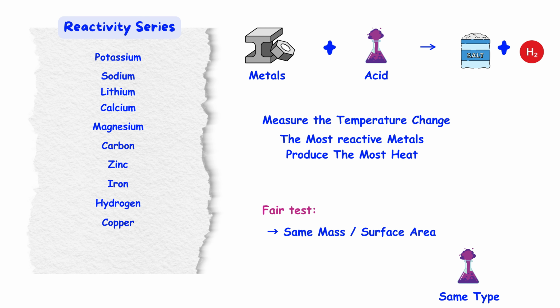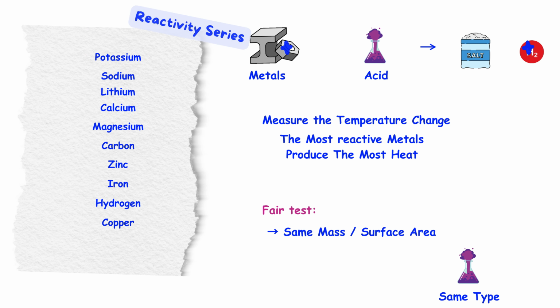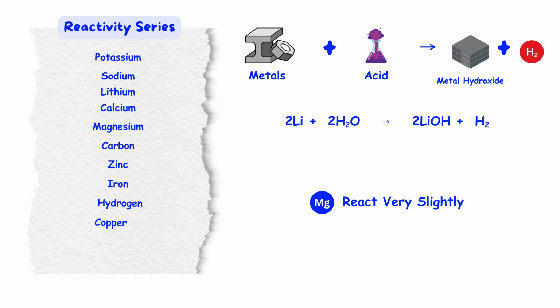By the time we get to magnesium, the reaction would be much calmer, with the metal simply bubbling and disappearing in the acid. Further down the series, we would observe even fewer bubbles when reacting zinc or iron, and by the time we get to copper, it usually would not react at all with the acid.